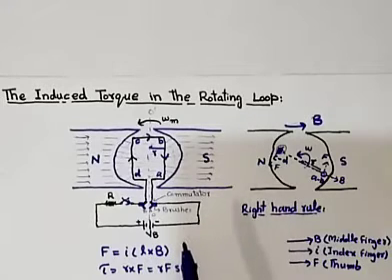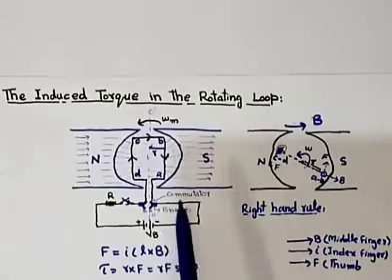As we know, the formula of the force is F is equal to I into L cross B. It means the length of the conductor and magnetic field should be perpendicular. And the formula of the torque is tau is equal to R cross F. It means the radius and force should be perpendicular as well.